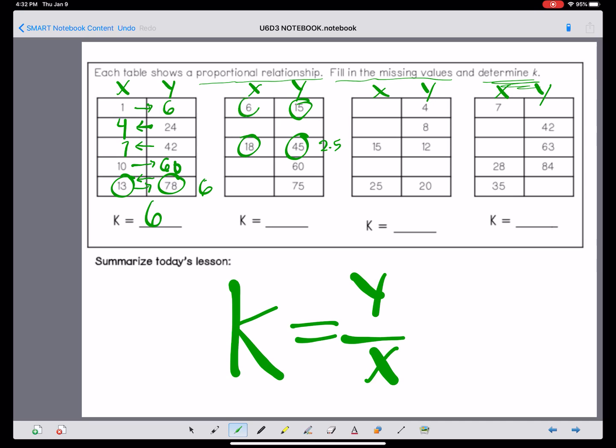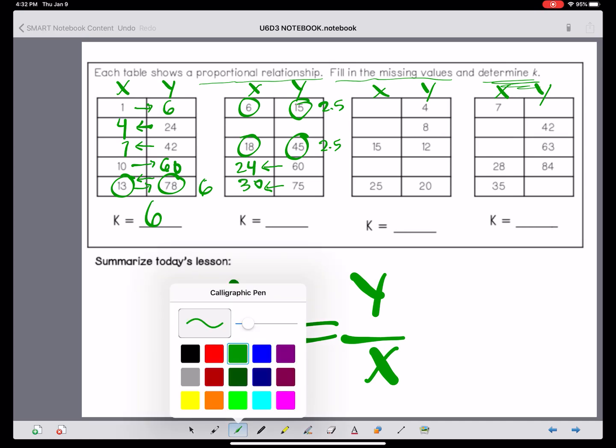Same thing, if I did 15 divided by 6, I'm going to get 2.5. So that shows me to go from 60 to our x value, I'm going to have to divide by 2.5, and I'm going to get 24. To go from 75 to our x value, I'm going to have to divide by 2.5 because it's our constant, and I'm going to get 30.